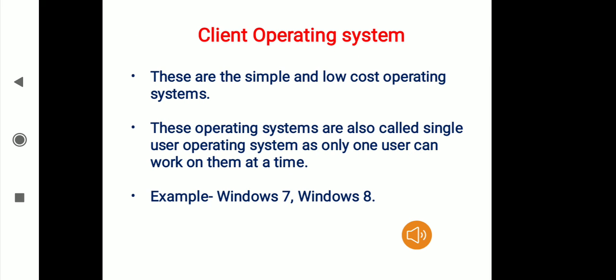Let's start with the client operating systems. The client operating systems are the simplest and lowest-cost operating systems. That means these types of operating systems are very cheap. People can afford such operating systems very easily. Since only one user can work at a time in such operating systems, these client operating systems are known as single-user operating systems. Examples of such operating systems are Windows 7 and Windows 8.